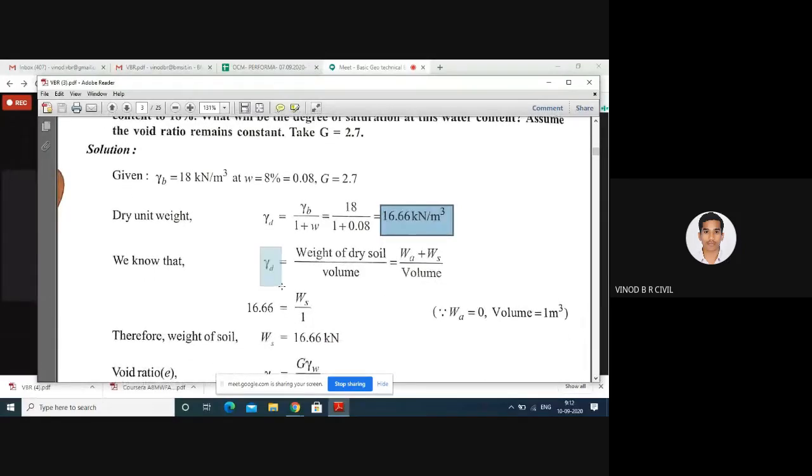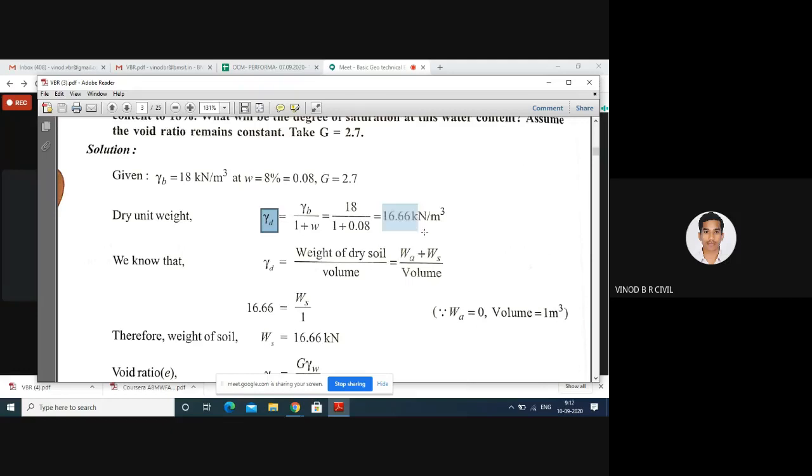And gamma D is equal to weight of dry soil divided by volume. Weight of dry soil means weight of air, which we can expect to be zero, plus weight of soil. In the two-phase diagram, completely dry soil means air plus soil. That is the second condition, divided by volume. Volume given in the problem is 1 meter cube.